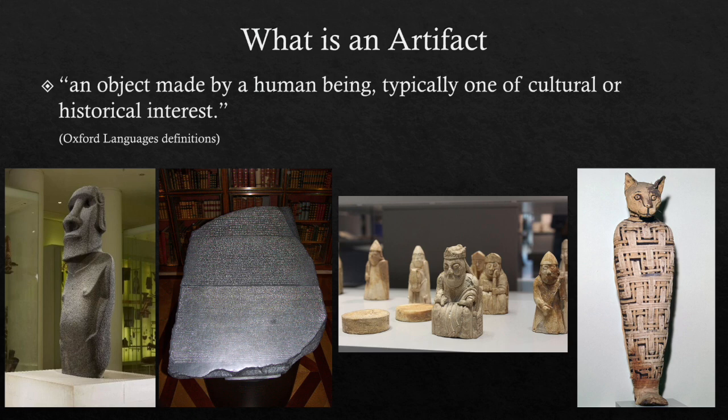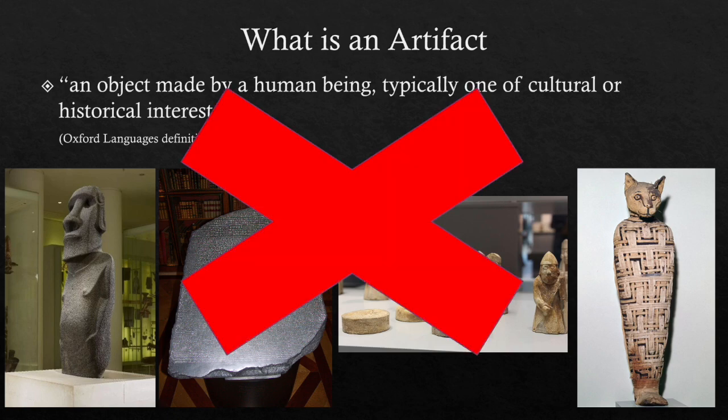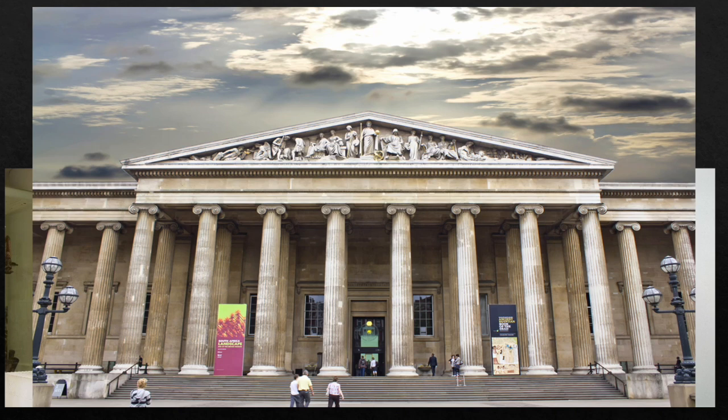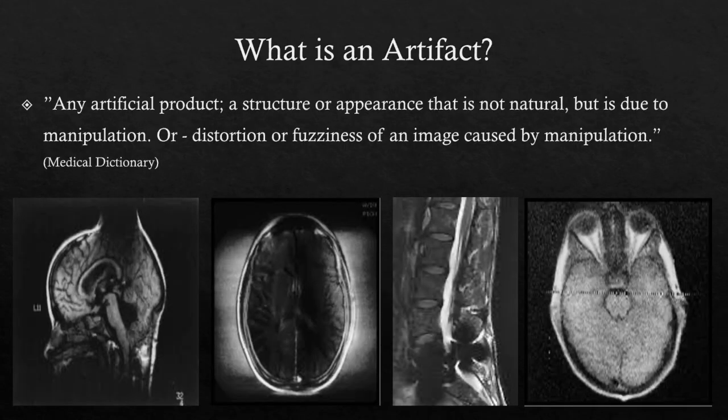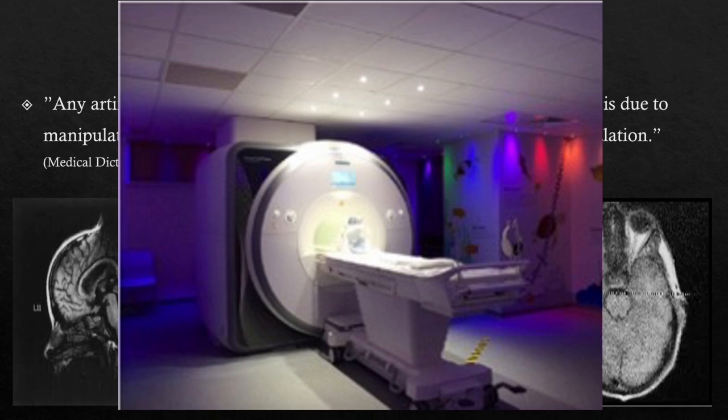So what is an artefact? The Oxford Dictionary defines it as an object made by a human being, typically one of cultural or historical interest. It's all very true, but that is not the type of artefact we're talking about today. Those artefacts belong somewhere like the British Museum. Today we're going to be talking about MRI artefacts. The medical dictionary defines an MRI artefact as an artificial structure or appearance that is not natural, due to manipulation or distortion or fuzziness of an image caused by manipulation. And that is what we're going to be referring to today.